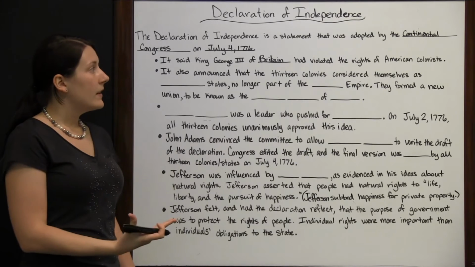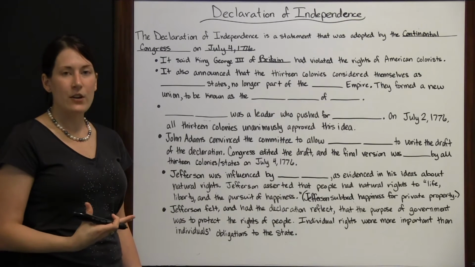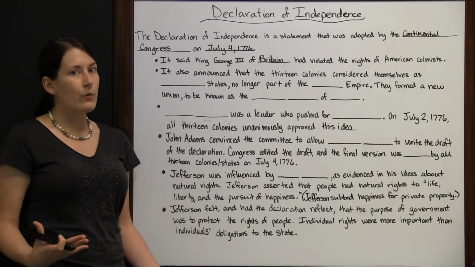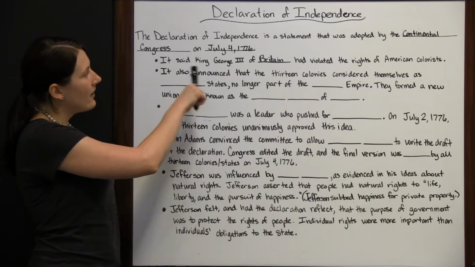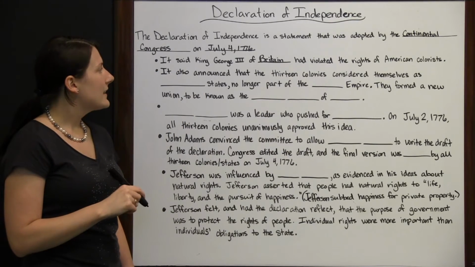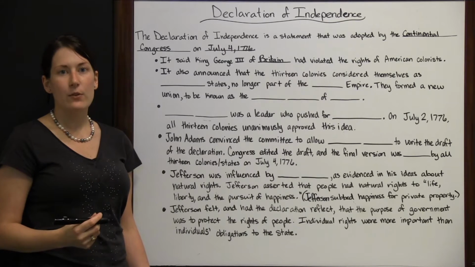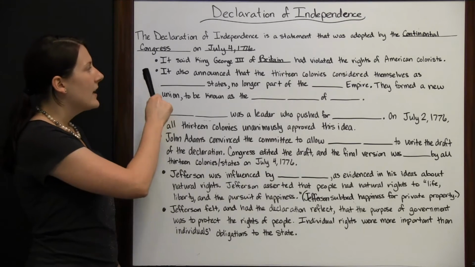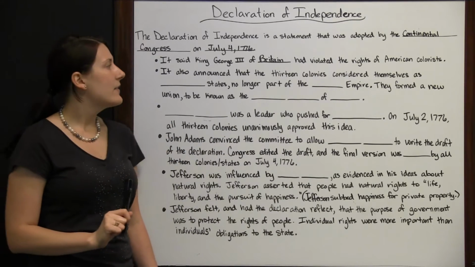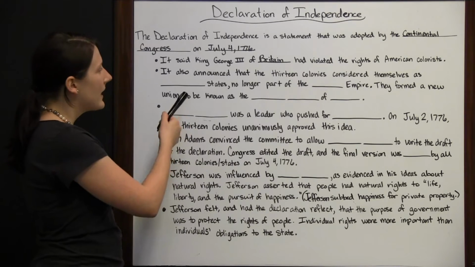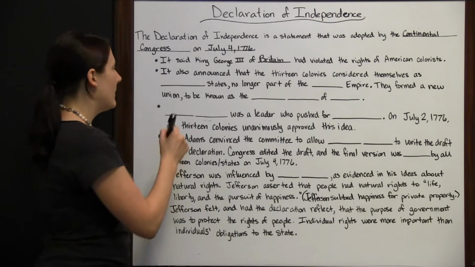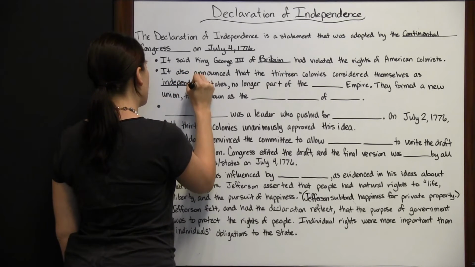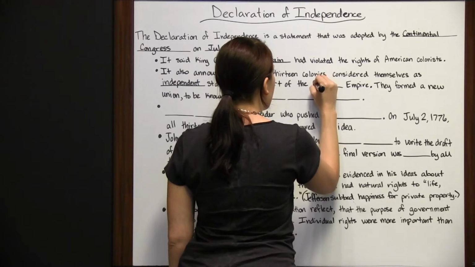So the Continental Congress convened to try to come up with a solution. Fighting had already been going on for over a year at the time that this Second Continental Congress occurred, and they decided there wasn't going to be a peaceful way to solve things with Britain. So they declared themselves independent. They said King George had violated the rights of these American colonists, and therefore it announced that the 13 colonies considered themselves as independent states, no longer part of the British Empire.